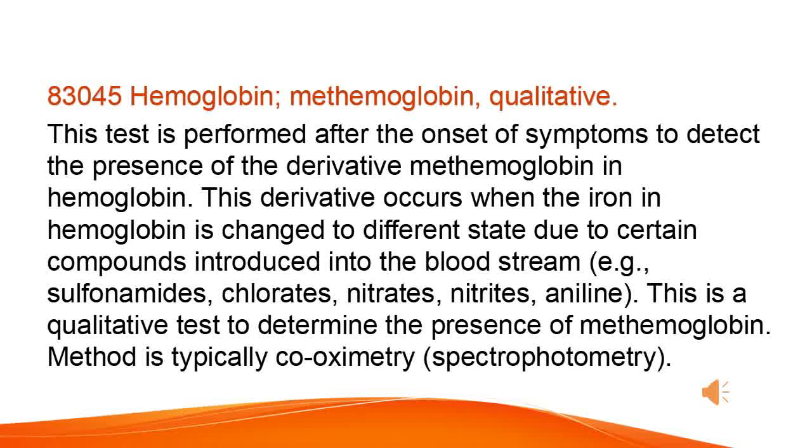Hemoglobin, methemoglobin, qualitative. This test is performed after the onset of symptoms to detect the presence of the derivative methemoglobin in hemoglobin. This derivative occurs when the iron in hemoglobin is changed to a different state due to certain compounds introduced into the bloodstream, e.g., sulfonamides, chlorates, nitrates, nitrites, aniline. This is a qualitative test to determine the presence of methemoglobin. Method is typically CO oximetry, spectrophotometry.